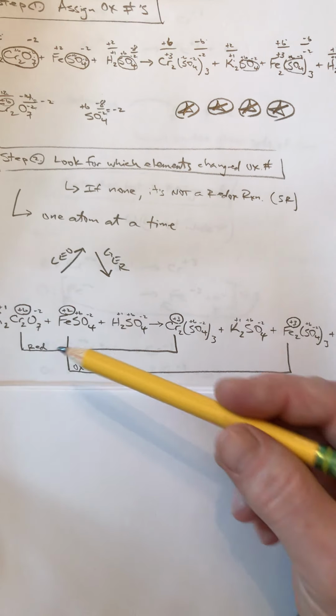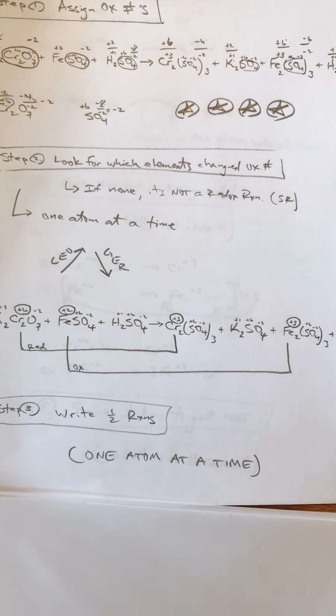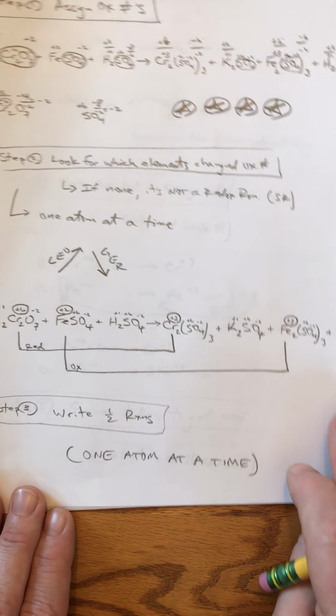Okay, so once you've identified who changed, write your half reactions. Half of the process is reduction, half of the process is oxidation. The order in which you write them doesn't matter, but here's an important thing. We're going to pay the piper later, as opposed to paying up front. We're going to do it at a later step.